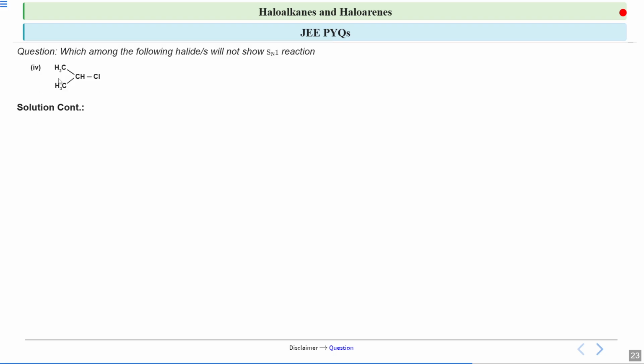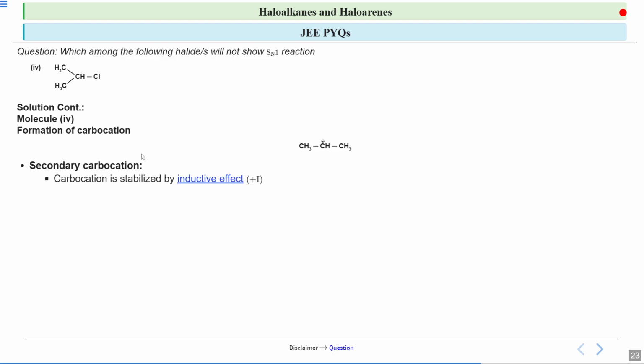Now for the fourth molecule, CH3CHClCH3, how does the carbocation form? After removing this chlorine, the positive charge comes on the center carbon, and you get CH3, CH positive, CH3 as a carbocation. Now this is a secondary carbocation. You can see the positive charge is on the carbon which is attached to two other carbons. This carbocation will also be stabilized by the inductive effect, the plus I effect.